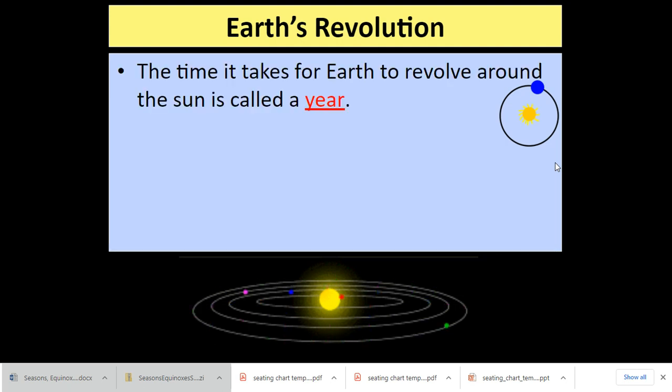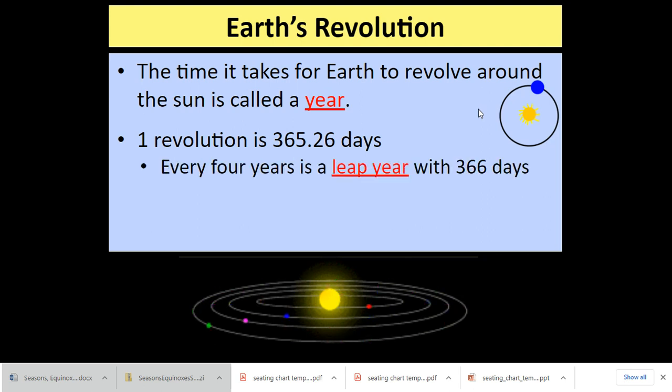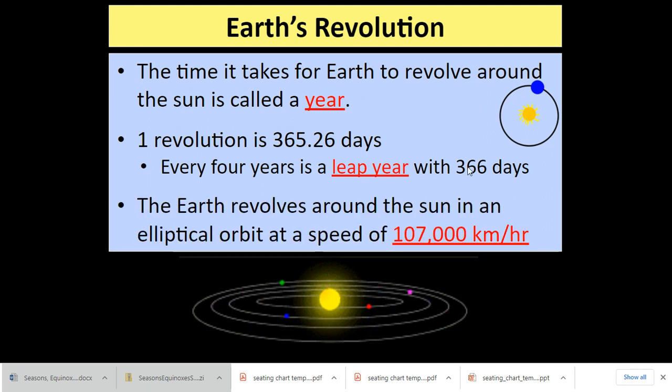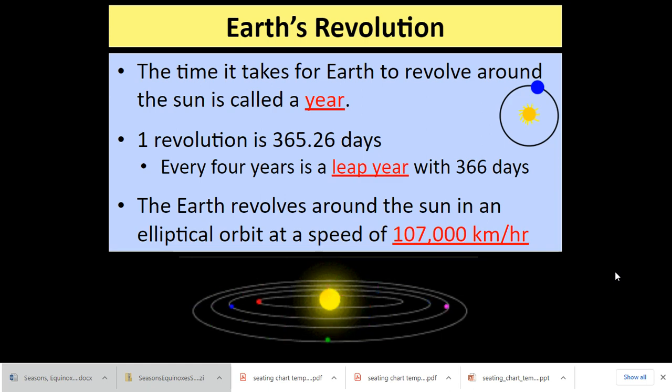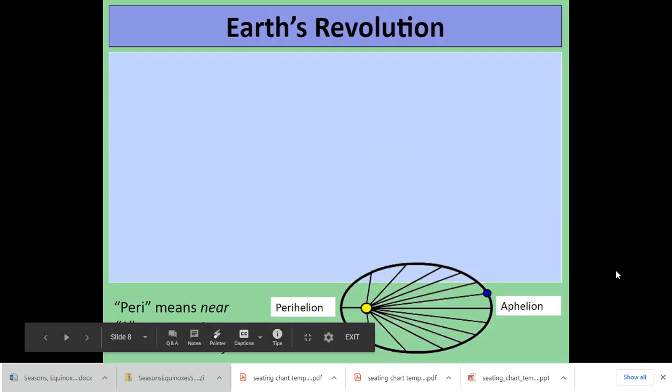Earth's revolution is the time it takes for Earth to revolve around the sun. It takes 1 year or 365 days. Every 4 years is a leap year with 366 days, and the Earth revolves around the sun in an elliptical orbit at a speed of 107,000 kilometers per hour. That's just a fun fact. Don't worry, you're not going to be tested on that.